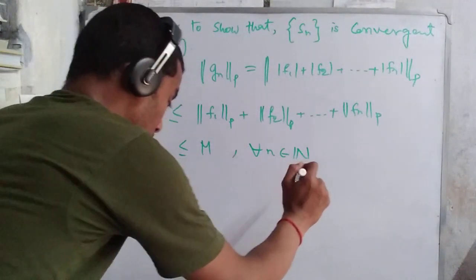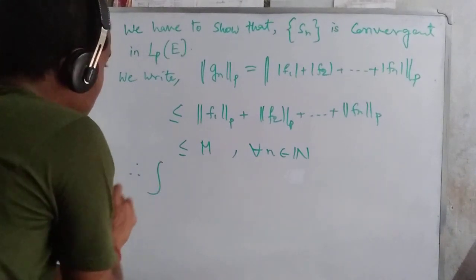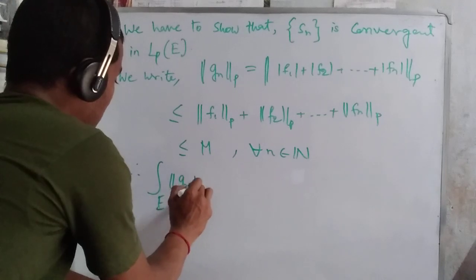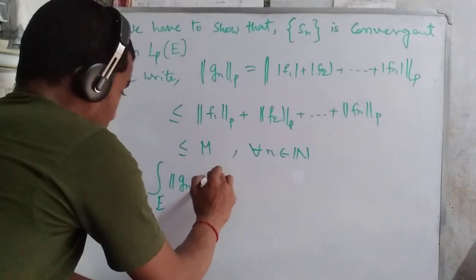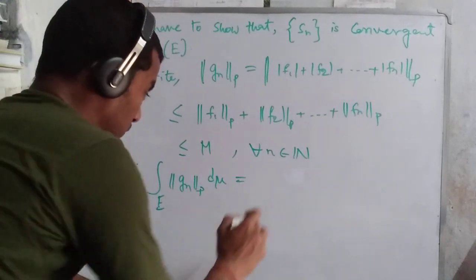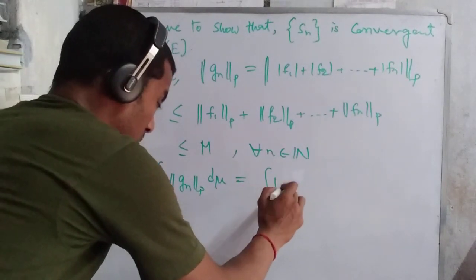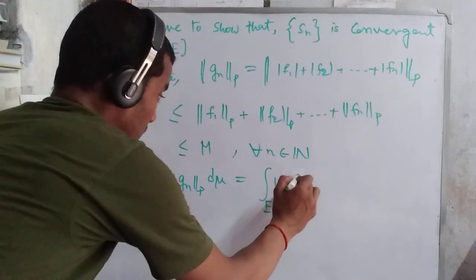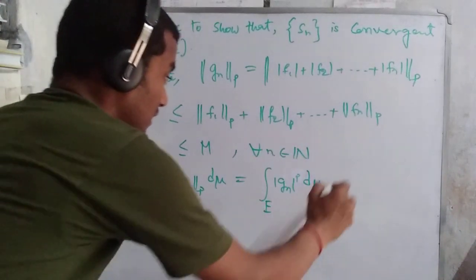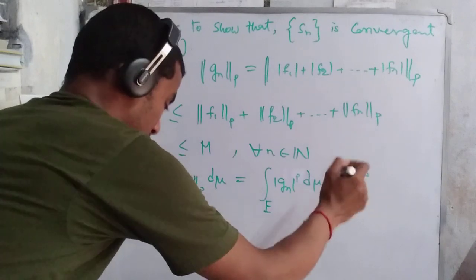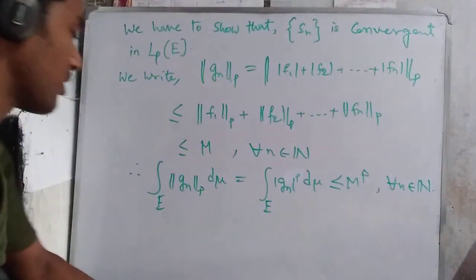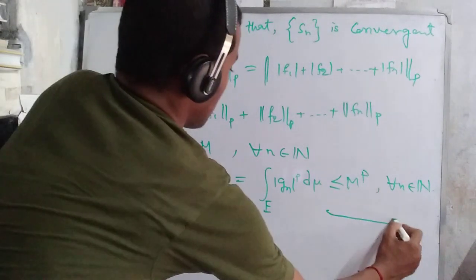And we mark it here: the integral over E of the norm of g_n to the power p d mu, which equals the integral over E of mod of g_n whole to the power p d mu, is less than or equal to M to the power p for all n belonging to the natural numbers. We mark it as 1.